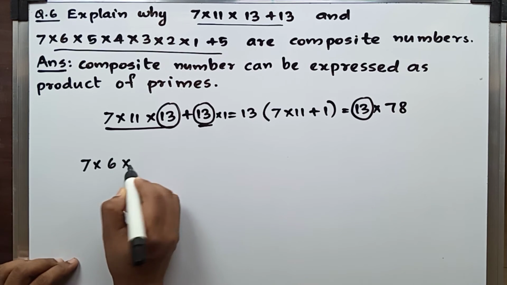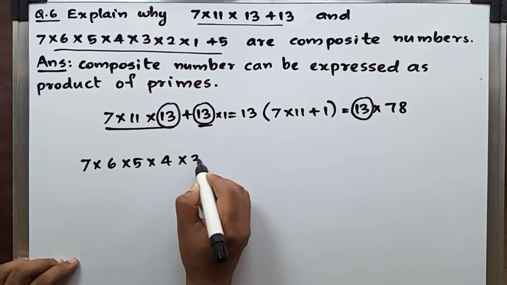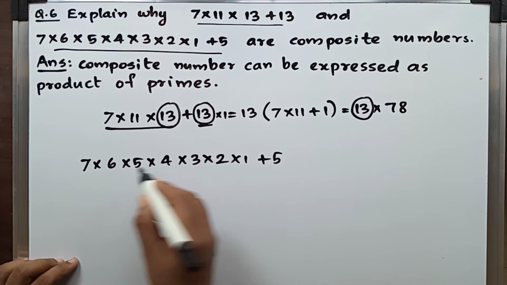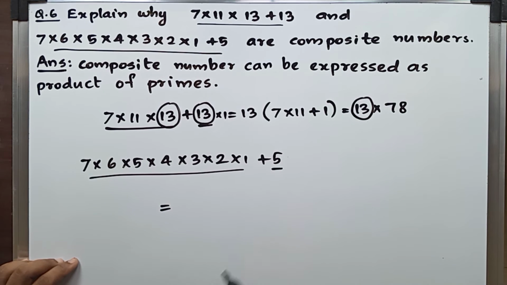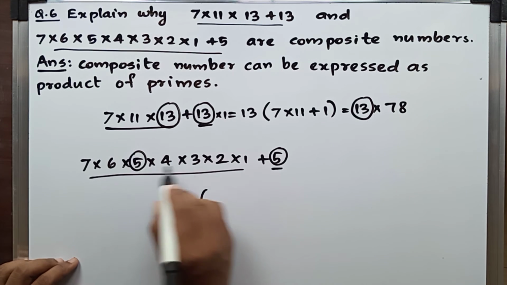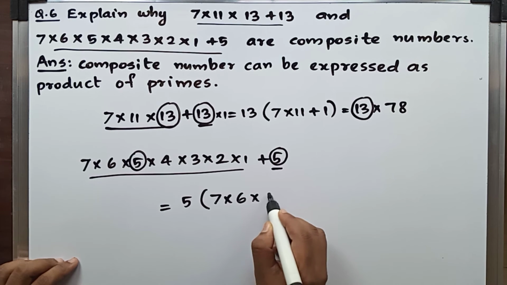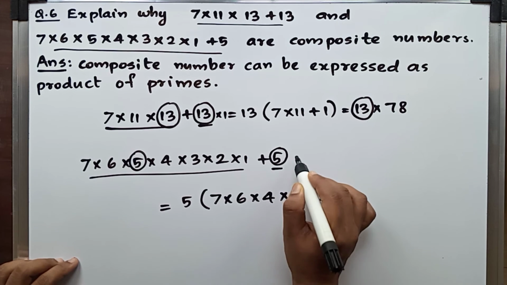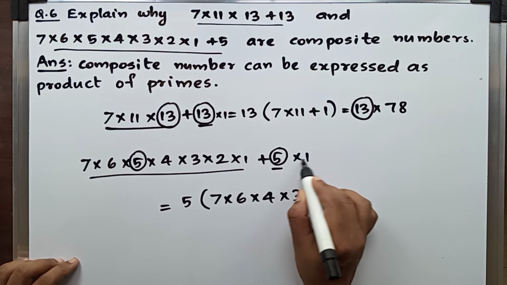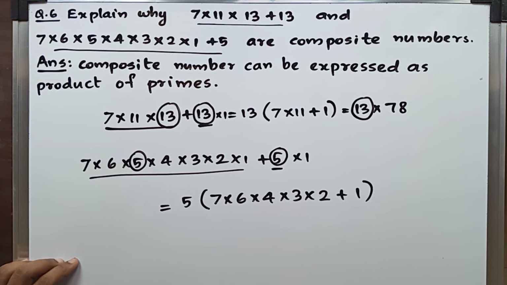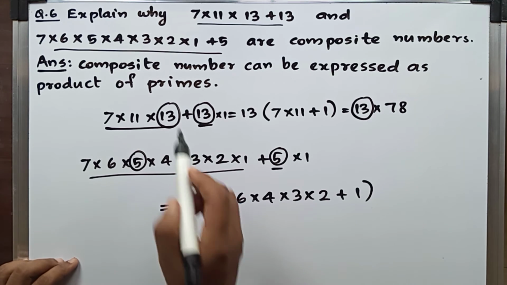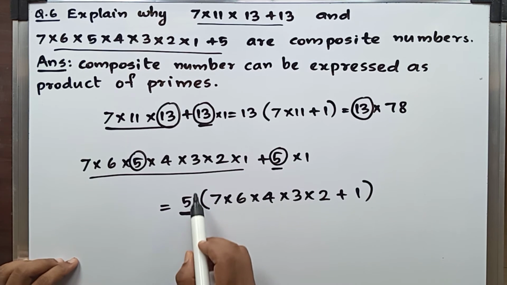7 into 6 into 5 into 4 into 3 into 2 into 1 plus 5. See, a plus symbol comes here. So, 2 terms are there and 5 is common. So, I took 5 outside. Inside the bracket I will have 7 into 6 into 4 into 3 into 2 into 1. No need to write it, right? Here what is left? Yes, 5 into 1 is there. So, here comes 1. See, this is also a product of a prime number 5. The second number given in this question is a product of the prime number 5.